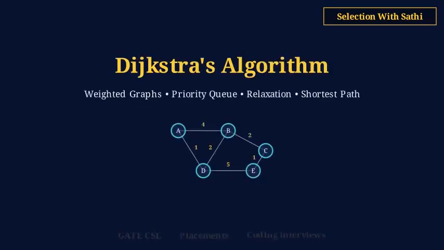Today we master Dijkstra's algorithm, the most important single-source shortest path algorithm for weighted graphs. We will trace it step by step with code, understand edge relaxation, priority queues, and see when it works and when it fails. This is a must-know for GATE CSE and coding interviews.